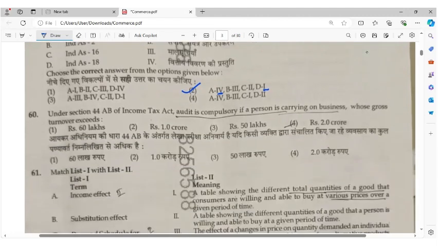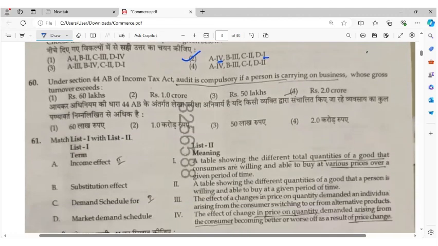Now the next question: under section 44AB of the Indian Income Tax Act, audit is compulsory if the person is carrying on business whose gross turnover exceeds, okay, whose gross turnover exceeds what. So option number 2 is correct over here. Yes, option number 2, that is 1 crore.